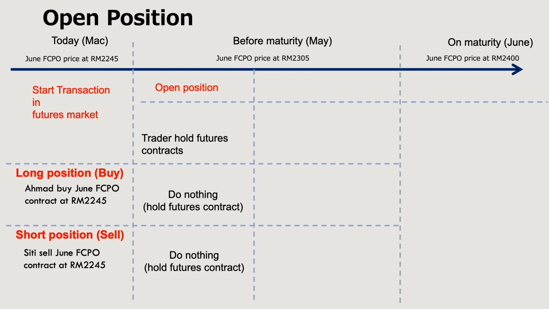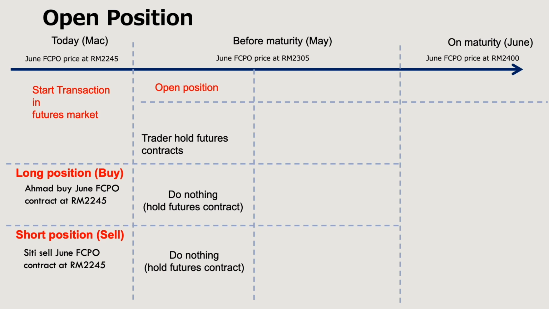Open position. So what is an open position? An open position means a trader holds a futures contract. That means the trader started a transaction in the futures market and holds his or her futures contract. For example, referring to the previous example, today in March, Ahmad buys a June FCPO contract at RM2245. So that is how Ahmad starts his transaction in the futures market. If Ahmad does nothing in May, that means Ahmad is in an open position in the futures market. That means he is still holding his futures contract.